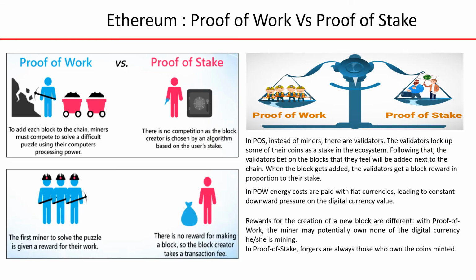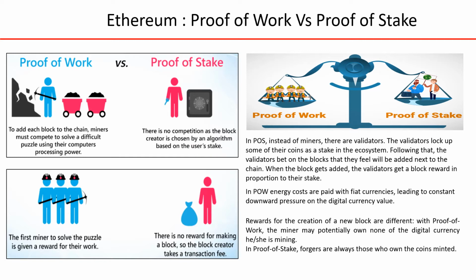Now let us see how proof of work and proof of stake are different from each other. As we have discussed, in proof of work, to add each block to the chain, miners must compete to solve a difficult puzzle using their computer processing power. At the same time, there is no competition in proof of stake, as the block creator is chosen by the algorithm based on the user's stake.